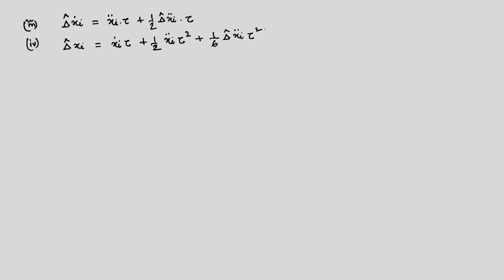Okay. Now, if we move one step further, from the last equation, on the right hand side you see this delta hat x_i double dot. So, if I find the expression for that, what will we get? We get 6 by tau square delta x_i hat minus 6 x_i dot by tau minus 3 x_i double dot. So, that is the expression.